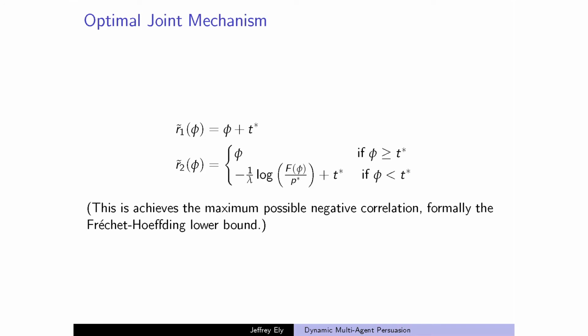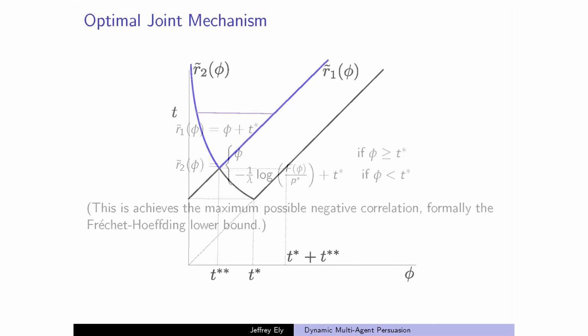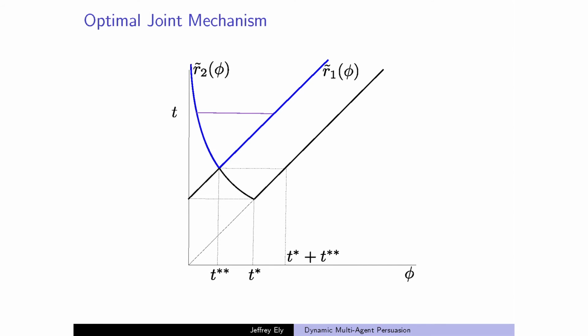This is a lower bound, the Fréchet-Hoeffding lower bound. For agent 2, he always knows that if the bank has become insolvent and he hasn't found out about it yet, it happened in some interval of time surrounding the time t star.